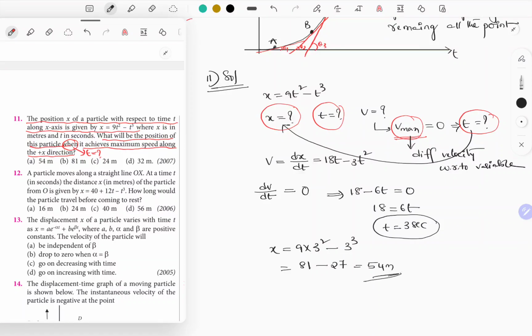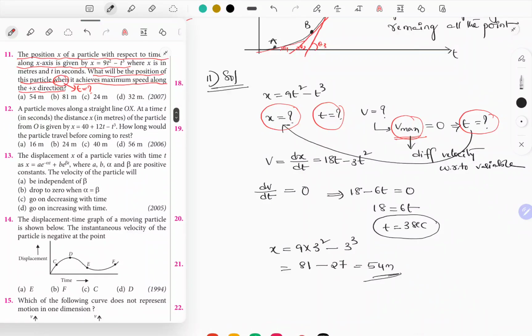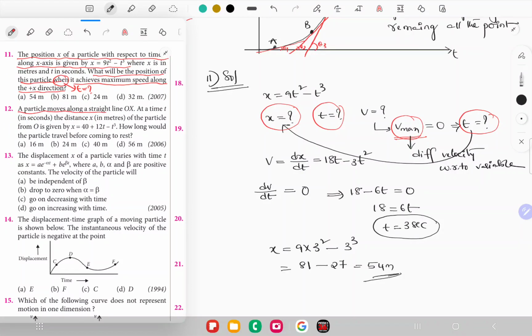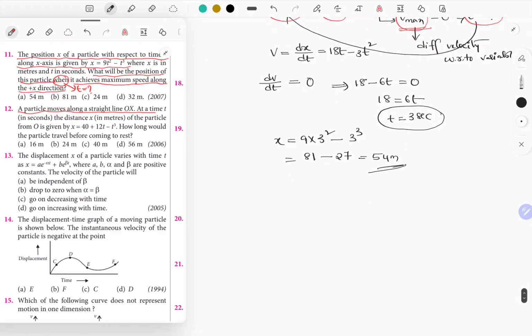Next. A particle moves along a straight line OX. At a time t seconds, the distance x of the particle from O is given by, okay, a particle moving in a straight line. Let me represent that carefully. Try to understand this. I'm taking the help of a coordinate axis. The particle is starting from O.